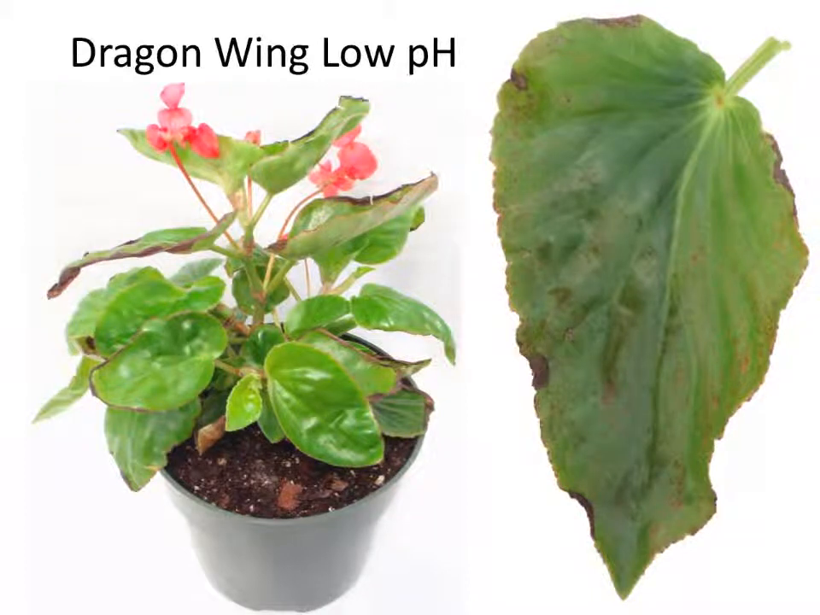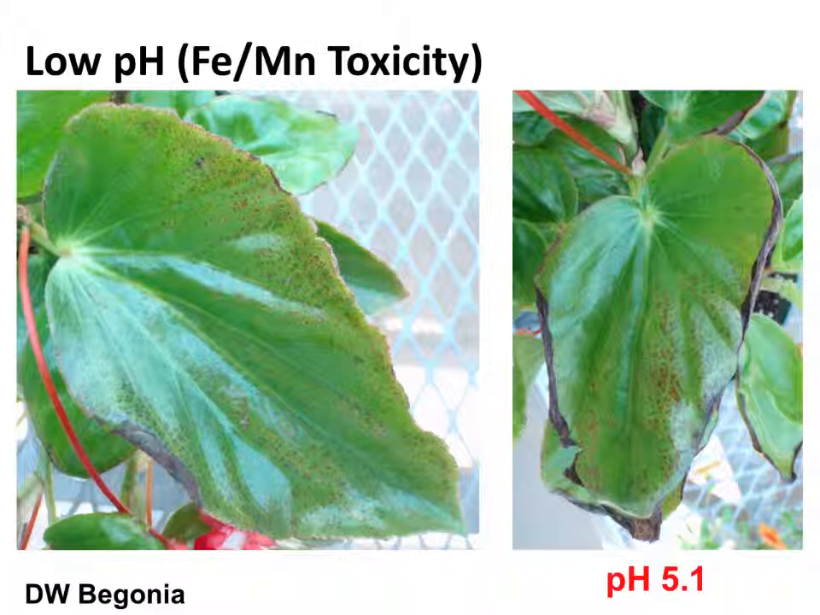Here's another close-up that we've taken on photographs, so you can see it's a little more of a blackish discoloration. Well, when we tested the substrate, the pH was 5.1, and that's a good indication that we're having a low pH problem. Basically, you're seeing an accumulation of iron and manganese, and so it's a toxicity that's causing that necrotic situation occurring on the plant.